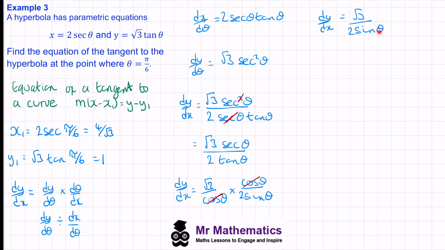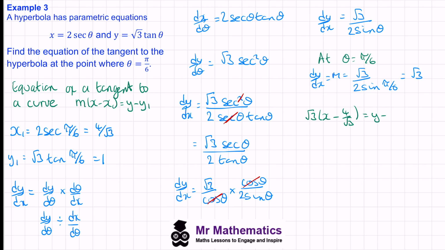And we've been told that this theta is pi over 6. So at theta equals pi over 6, dy by dx, or our m value, will be root 3 over 2 sine of pi over 6, which is root 3. So now we have our gradient, our x1 and y1. We can substitute them into this formula. So we get root 3 lots of x minus 4 over root 3 will equal y minus 1.